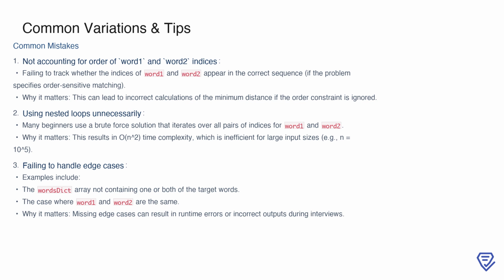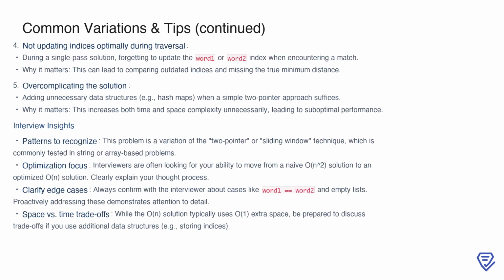Lastly, failing to handle edge cases is a frequent oversight. For example, the words dict array might not contain one or both target words, or word 1 and word 2 might be the same word. These scenarios, if missed, can lead to runtime errors or unexpected outputs, which can be a red flag during interviews. Another mistake to avoid is not updating indices optimally during traversal. In a single pass solution, if you forget to update the index of word 1 or word 2 when encountering a match, you risk comparing outdated indices, which can result in missing the true minimum distance.